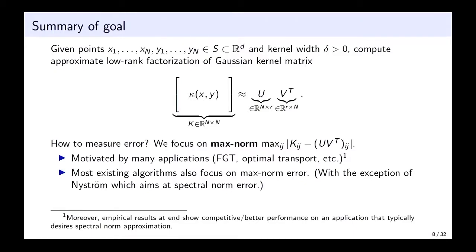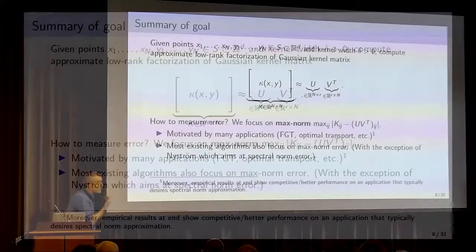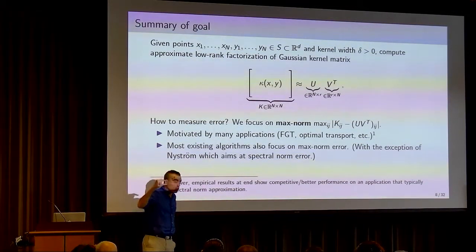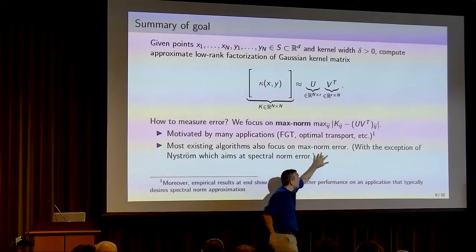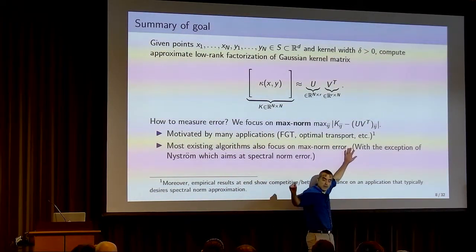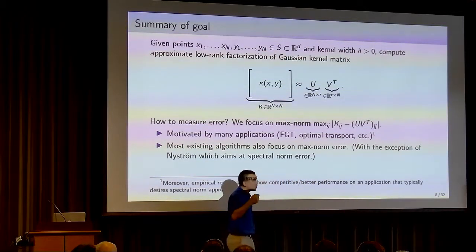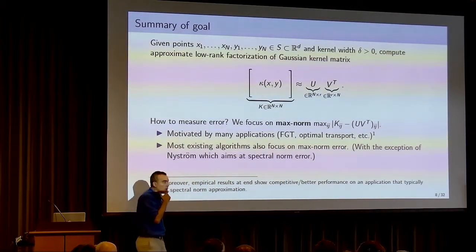Right? So in particular, why? Think about the optimal transport case. It turns out that if you can control this error, you can control the precision with which you compute this approximate solution. So if the goal is to multiply these matrices by a vector, then the element-wise errors could cancel out when you multiply by a vector.